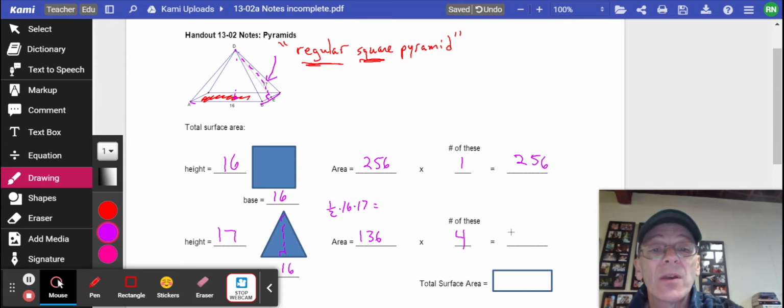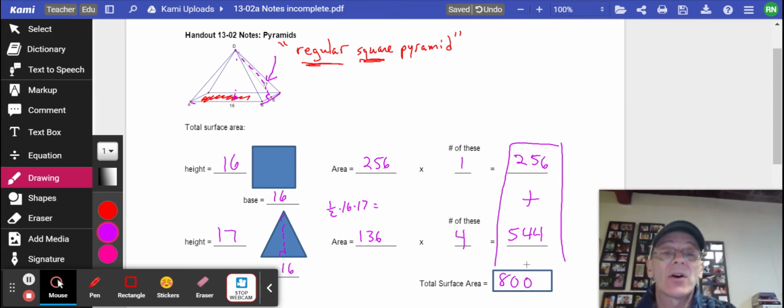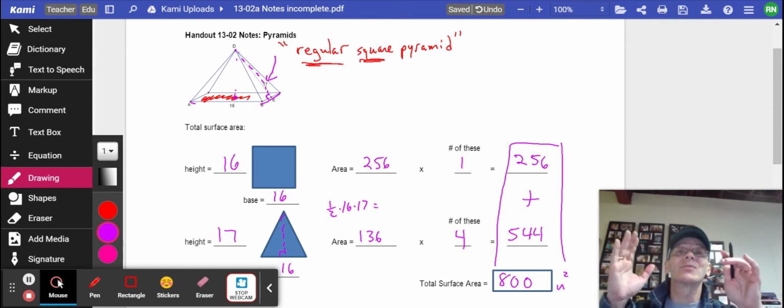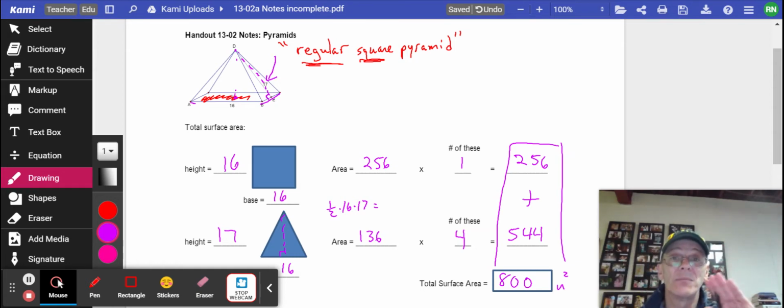There's 4 of them, so that is 544 square units. When you add the 256 plus the 544, we get a nice round 800 square units. Remember, this is area. Surface area is part of 3-dimensional objects, but it's still flat area measurements. And so it's still square units, not cubic units.